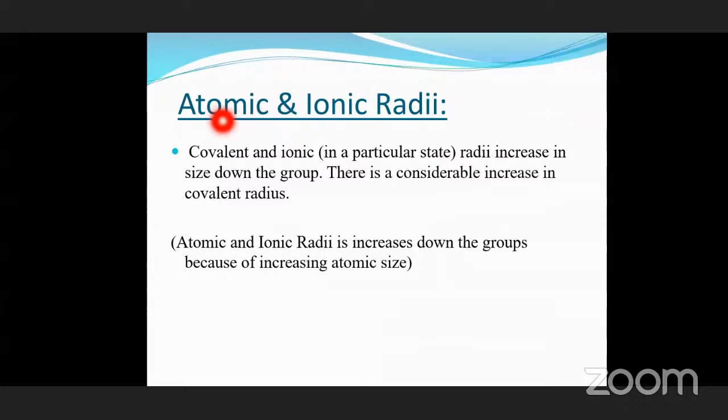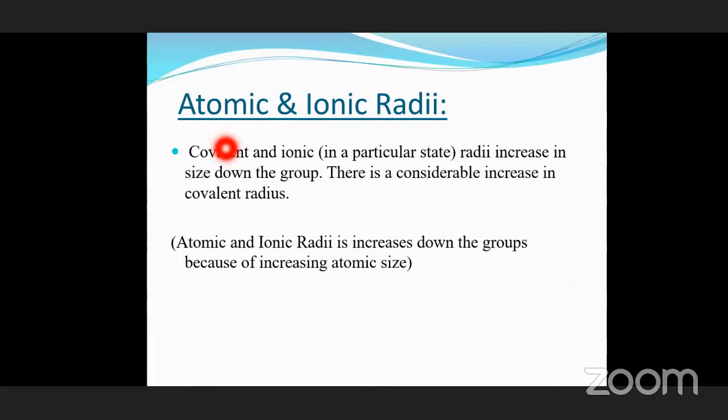Here, atomic and ionic radii. So here we discussed in P block 15 group elements. What is the meaning of atomic radius? The distance in between nucleus and valence electrons. The distance is called atomic radius.